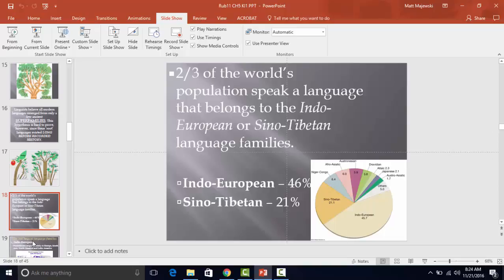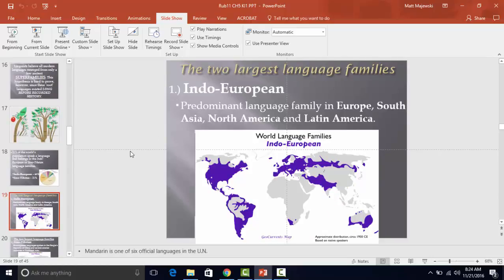Anyways, let's go to Indo-European. It's the dominant language family in Europe, South Asia, North America, and Latin America. Just look at that map. That's crazy, right? Look at how much of the languages around the world originate from Indo-European languages. That's craziness if you really stop to think about it. That is a lot of people. Almost half the world's population speak an Indo-European language. That is the dominant language family around the world.